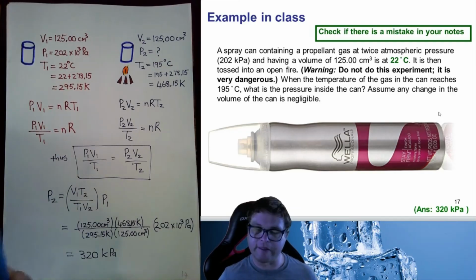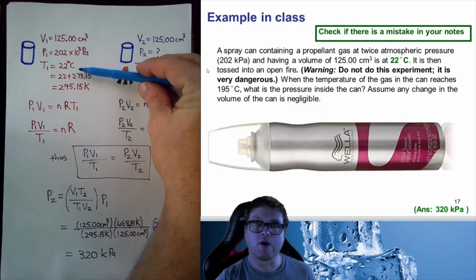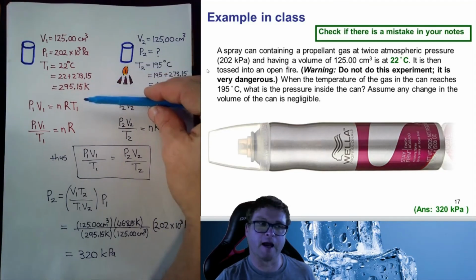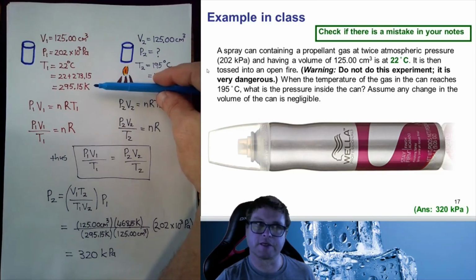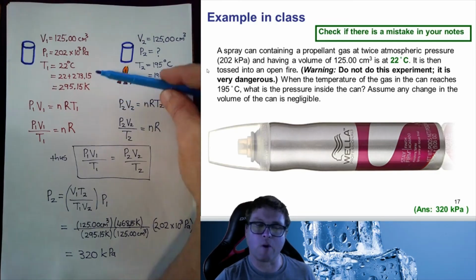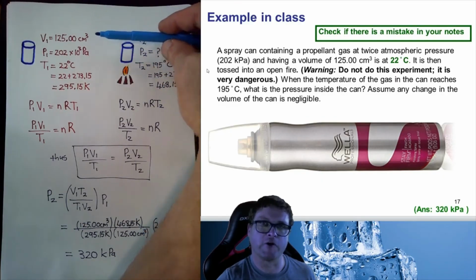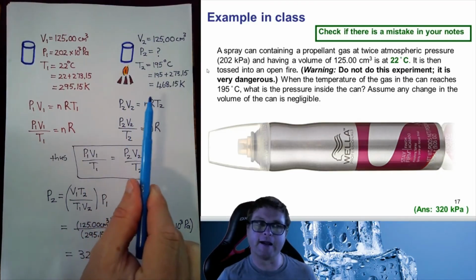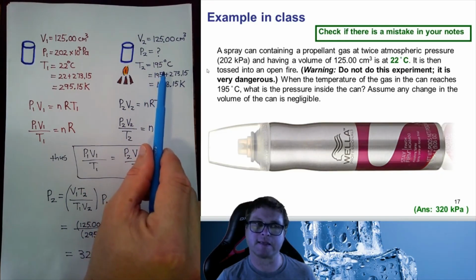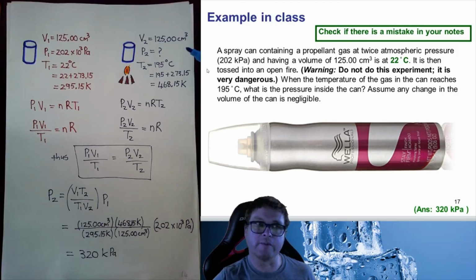But nonetheless, we're given that we have a container and it's at a temperature of 22 degrees Celsius. We're going to be making use of our law. In this law, we need to always make sure that the temperature is in Kelvin, so I've converted that to Kelvin. We're given that initially the can has a pressure twice atmospheric pressure. It's in pascals, SI units, fine, and it has this volume. Then we're told once it's thrown into the fire, the temperature is 195 degrees Celsius. We need to have that in Kelvin. And we're told that the volume remains the same.